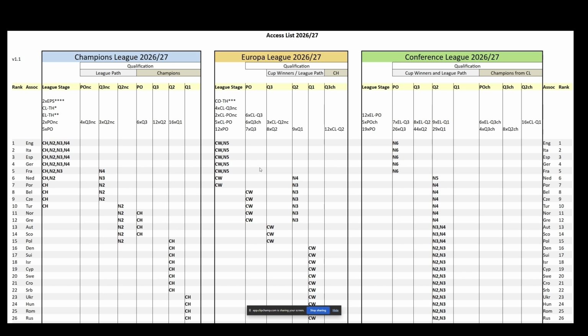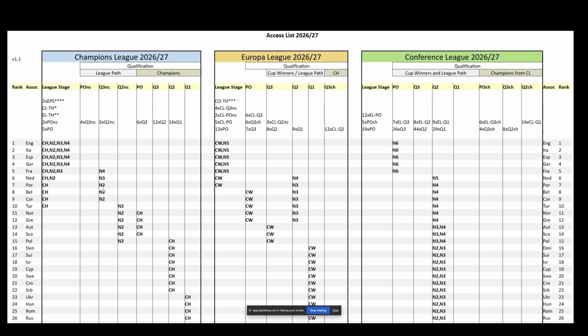Some ranking spots vary very little, whilst others see a big change between 2 spots. These will also be the focus of this channel. So, for instance, the difference between the spots from 5 to 7 is huge. Number 5 gets 4 Champions League teams: the Champions League champion, number 2, 3, and then number 4 plays qualifying, whilst number 6 only gets 3 participants, and number 7 only gets 2 participants in the Champions League.